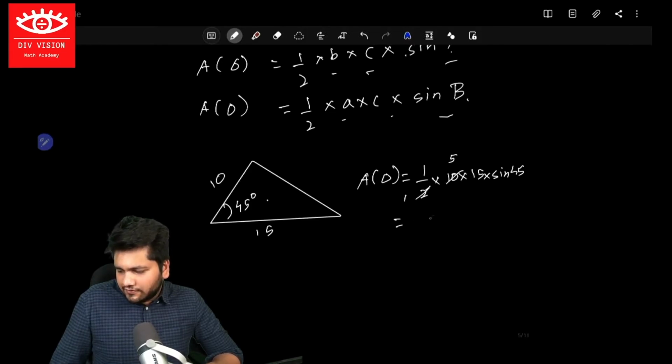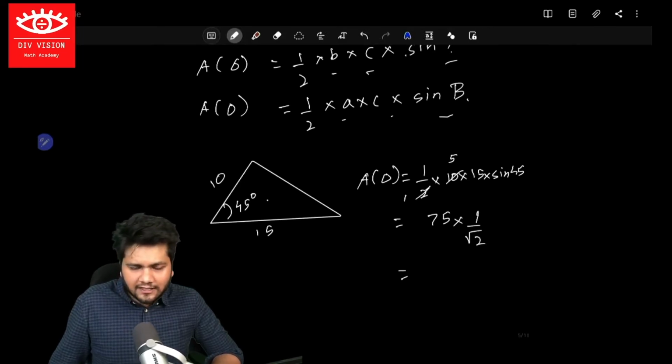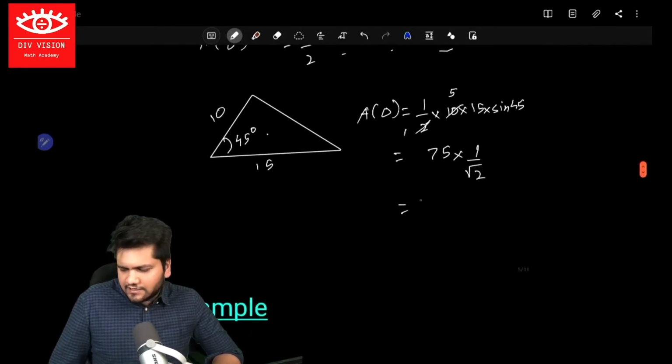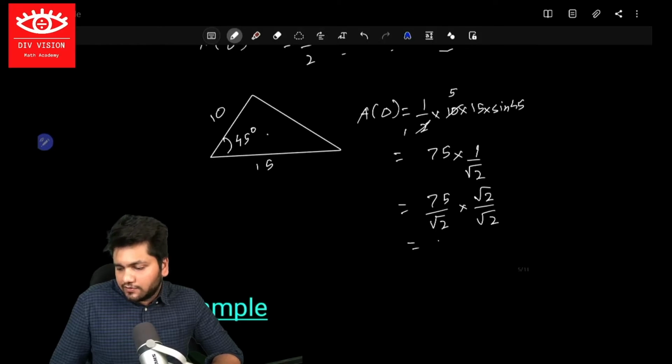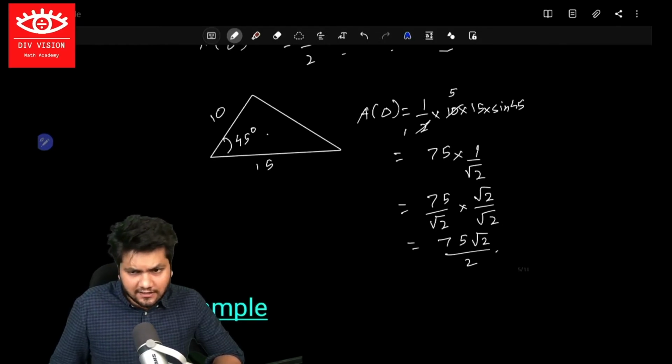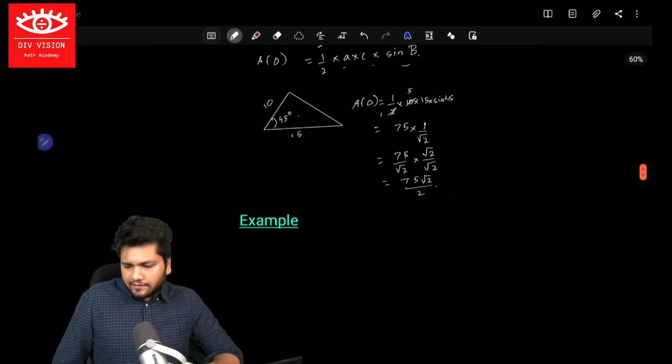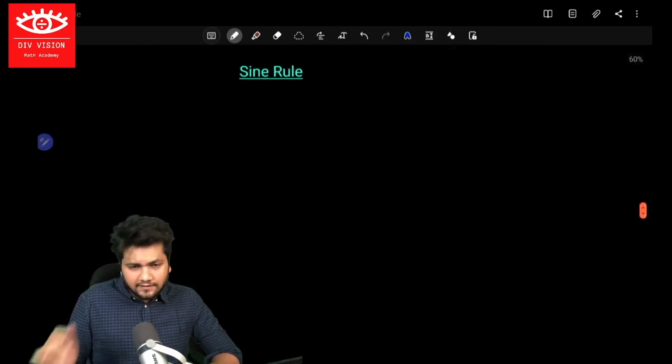So this is 75. 75 into sine 45 is nothing but 1 by root 2. You can put it in the calculator and you can get the value. So that's basically 75 by root 2. If they ask you in third form, you just multiply by root 2 and root 2 divided by root 2, which is going to be 75 root 2 by 2. This is basically a rationalizing thing. They may ask you. Okay, so this was the example of area of triangle.